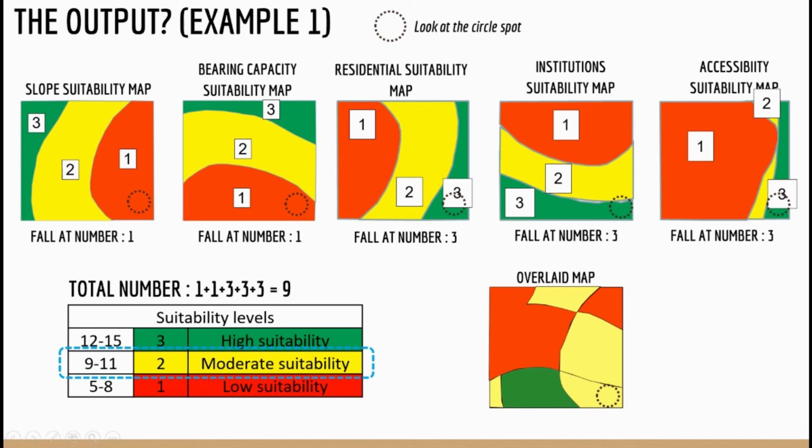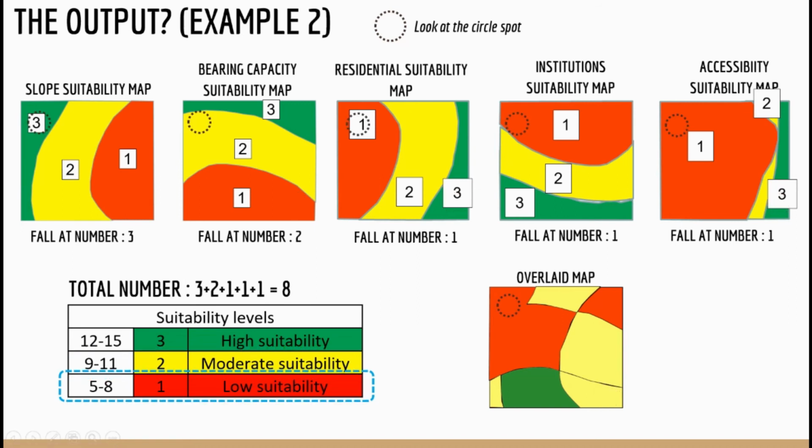Okay, so 9, if we look at the suitability level in our matrix earlier, 9 falls under moderate suitability. That's why on our overlay map it will be yellow. So we add, the value is 9, it falls under moderate suitability. So the map that will be colored for the suitability will be moderate suitability, the yellow color, this yellow color. Okay, so this is the first example.